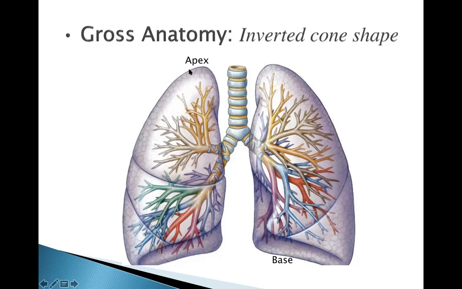They're going to be convex laterally and they're going to be concave medially. They also are going to be a little bit concave inferiorly, as we see the base is going to sit right above where the diaphragm is. And because the diaphragm has that dome shape, we're going to see that the inferior surfaces are also going to have a dome shape.